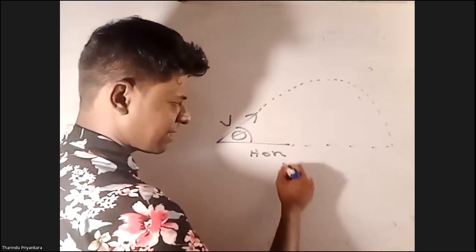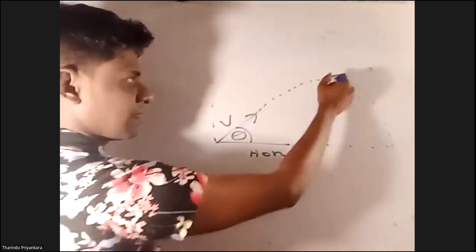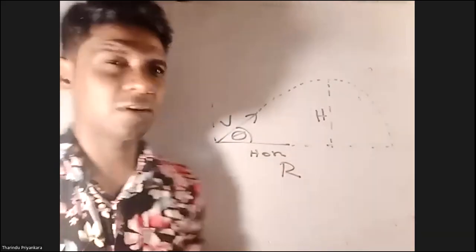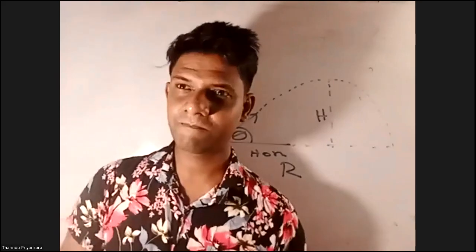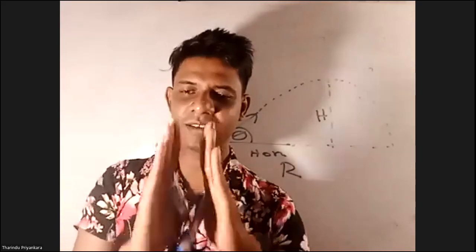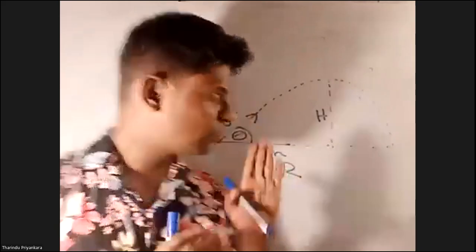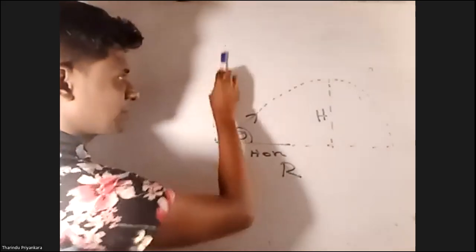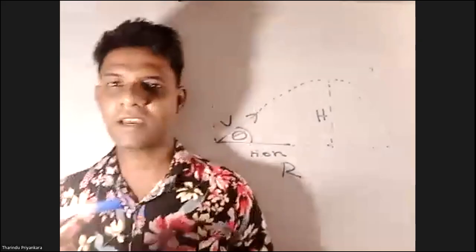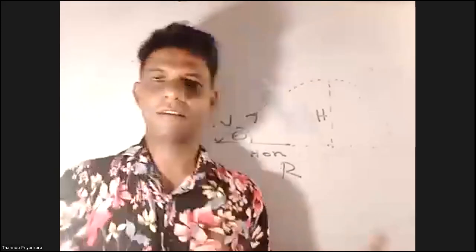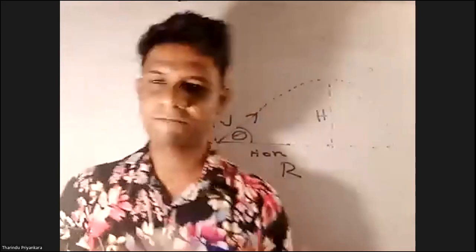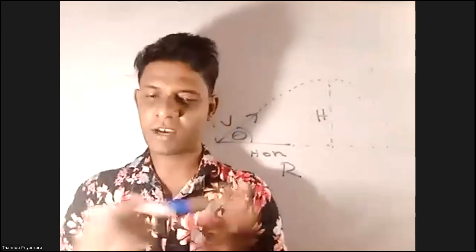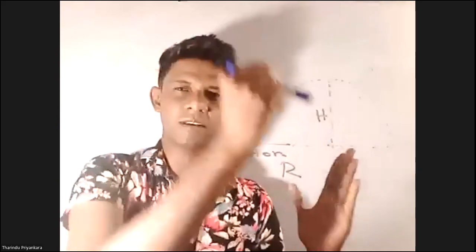And there is a range here, and there is a maximum height it may achieve. But you may see it in two ways: one is the horizontal motion, the other is the vertical motion. When I throw something like this, it starts from here, moves up and comes down.